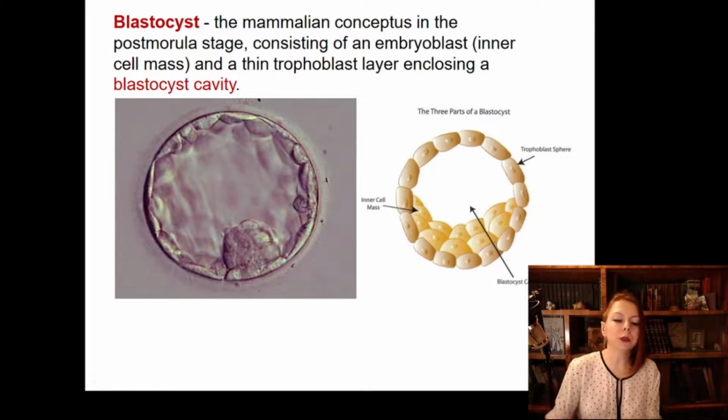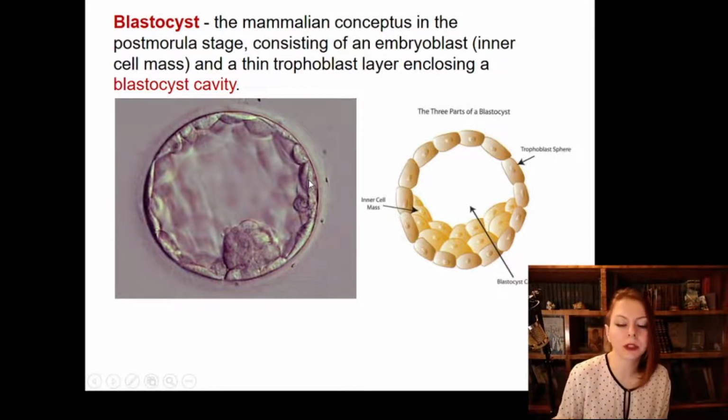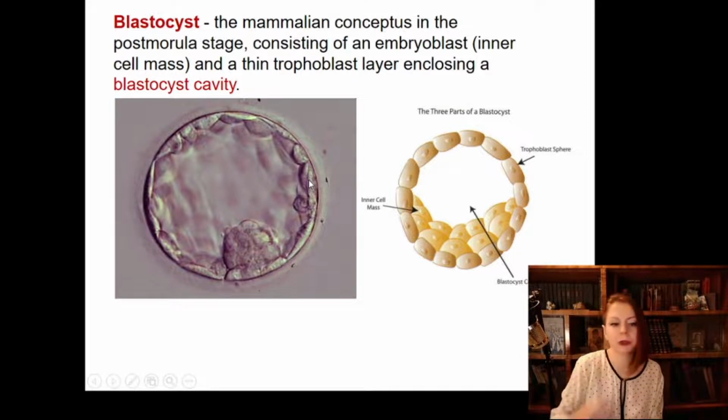Okay, after the morula, the next stage is called blastocyst. It is called blastocyst because it has a cavity. So the key difference between morula and blastocyst is the cavity which is inside. Also, you can distinguish here the inner cell mass and the outer cell mass. As I told you, the inner cell mass is going to give rise to the embryo, while the outer cell mass gives rise to the envelopes.